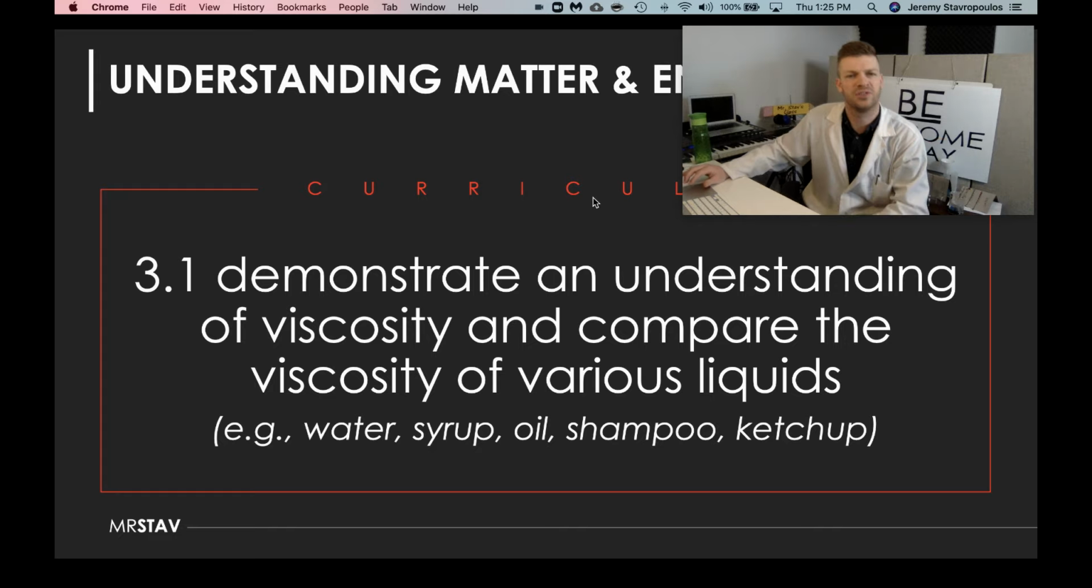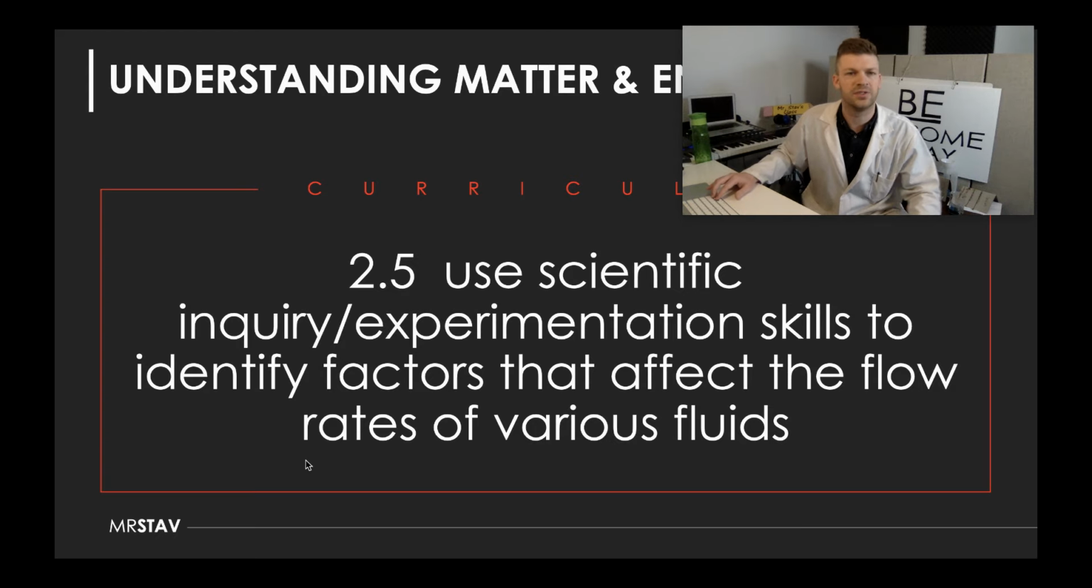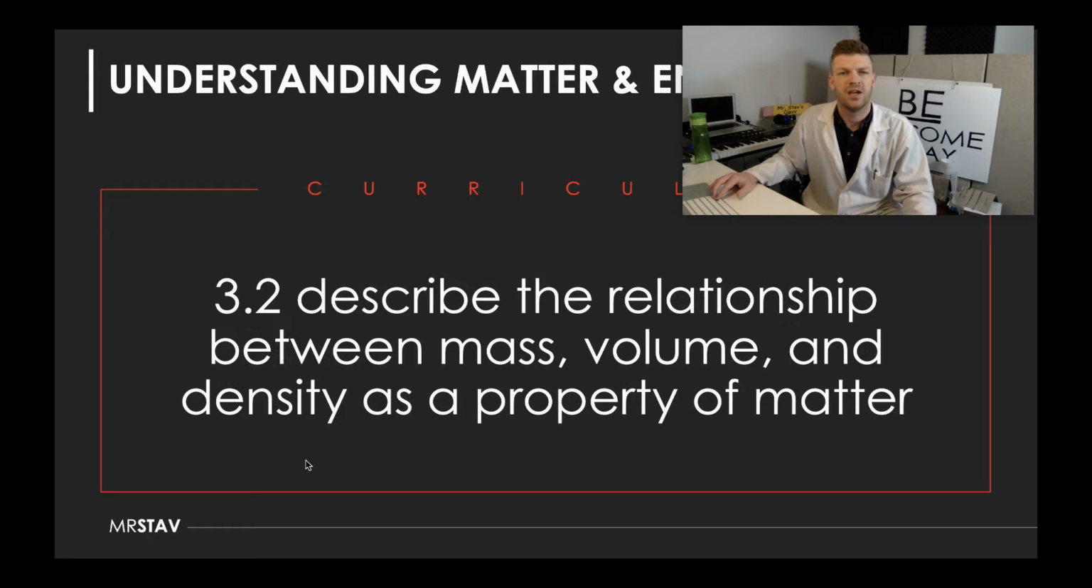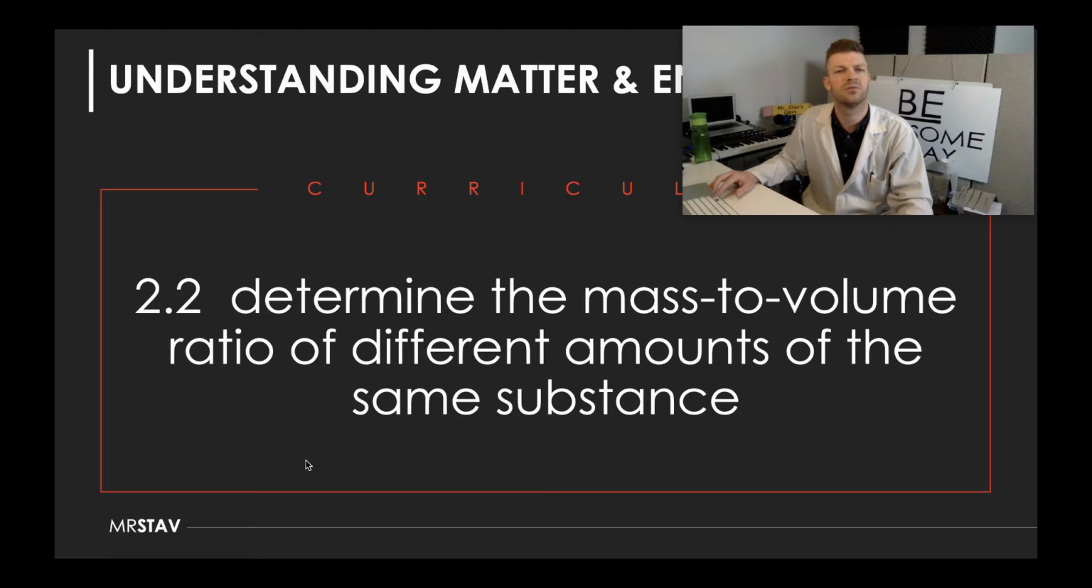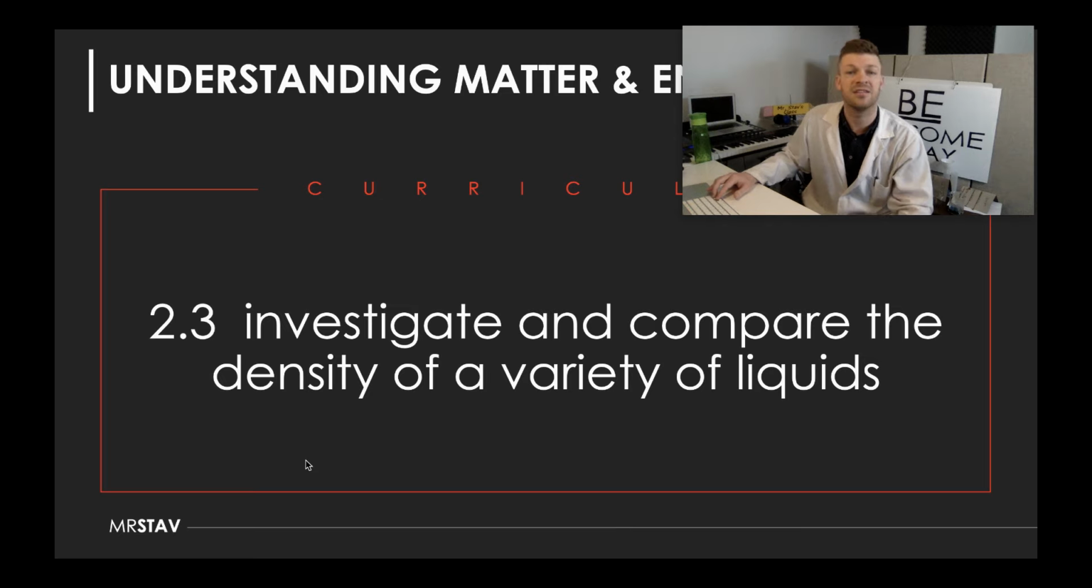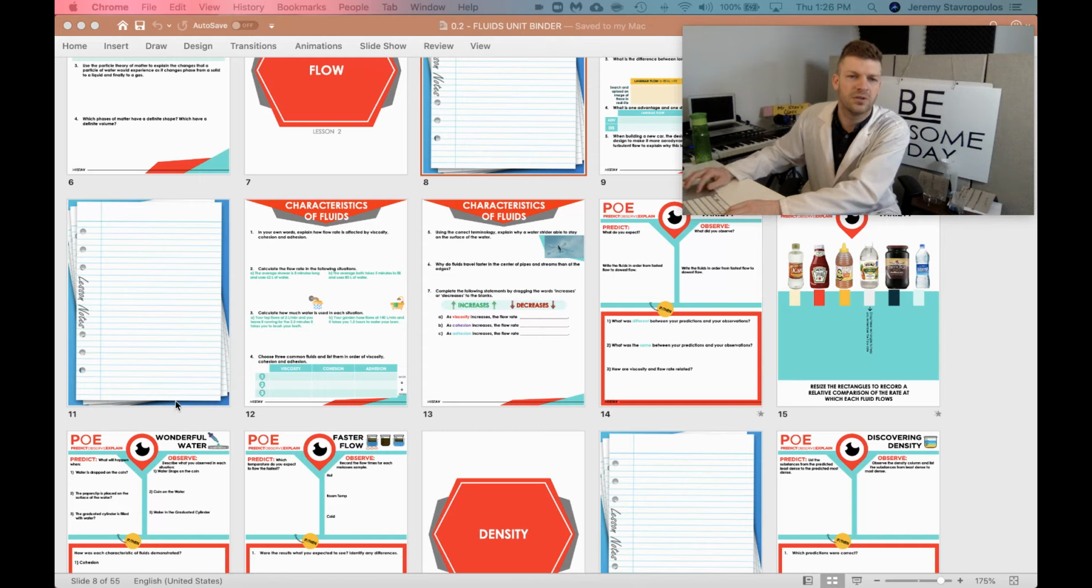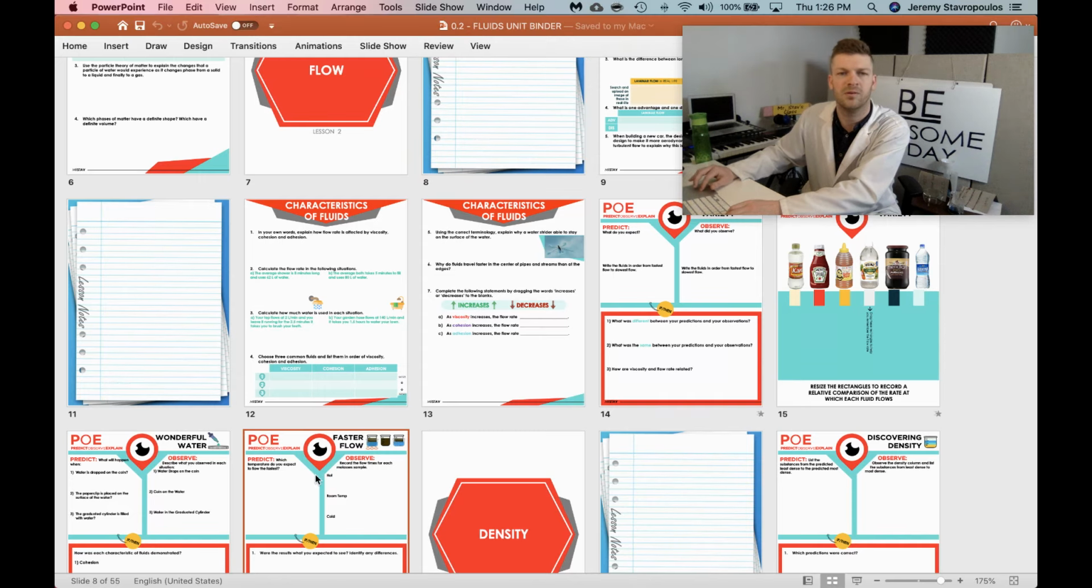In the last lesson, we did demonstrating an understanding of viscosity. We learned that word, and we compared the various viscosities of other liquids. We are using the inquiry and experimentation method to experiment with flow rates. Today we're going to be starting to look at describing the relationship between mass, volume, and density. Mass to volume ratio we're going to look at, and we're going to compare the density of a variety of liquids. So if you would turn your unit binder to the faster flow PO.